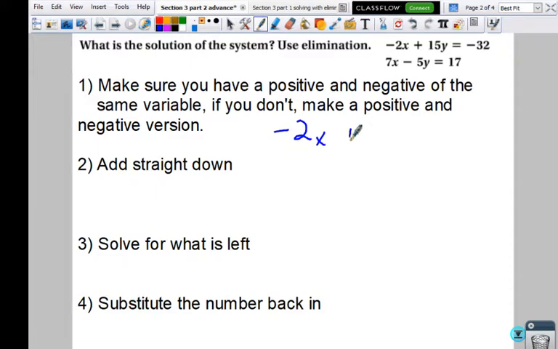Negative 2x plus 15y equals negative 32. And 7x minus 5y equals 17.